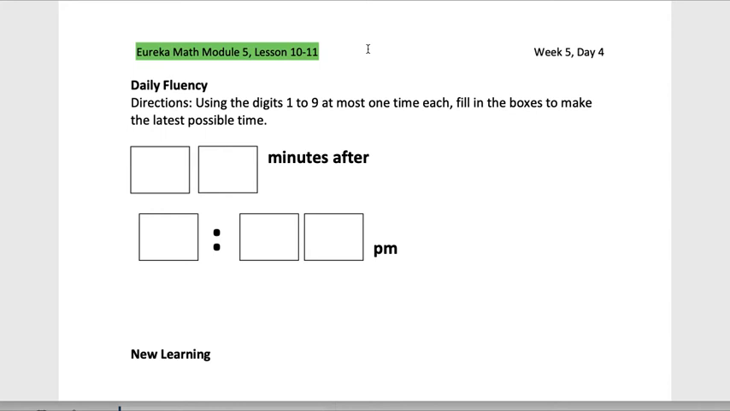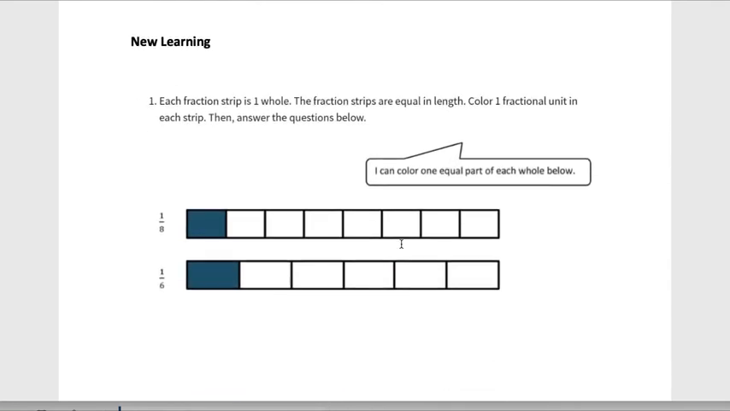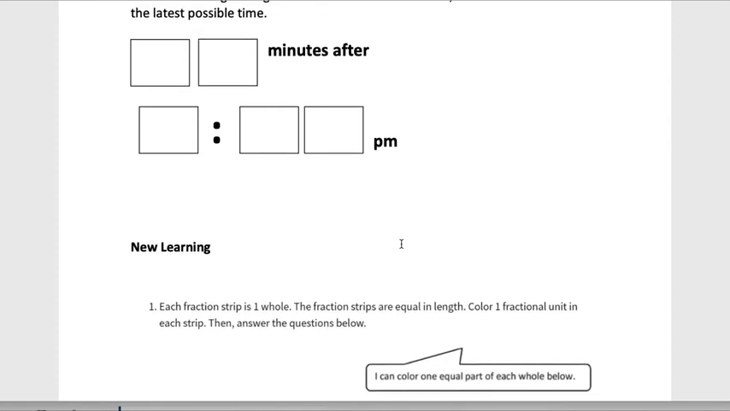Now it says using the digits 1 to 9 at most 1 time each. That means you can only use the number 8 once. You can only use the number 9 once. Fill in the boxes to make the latest possible time. All right, so I want you to think about what is the latest possible time you can make that's PM. All right, that was just a fun practice.